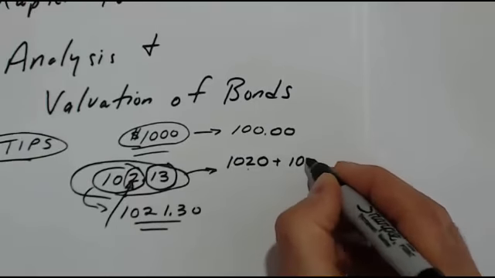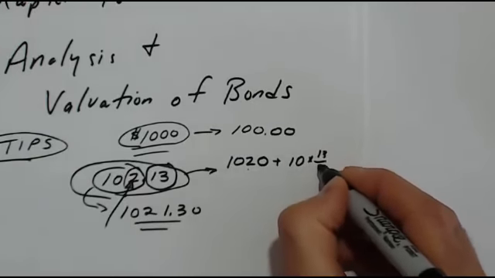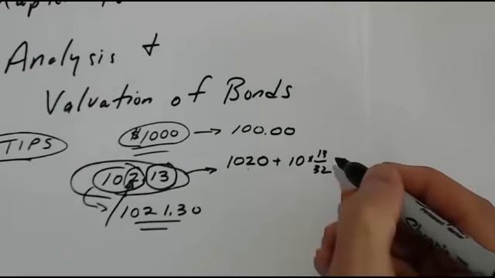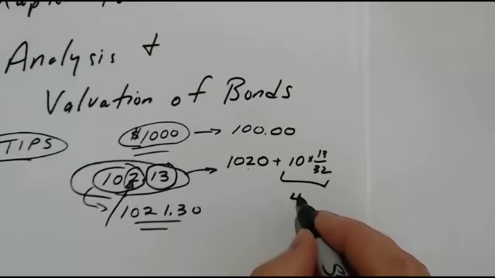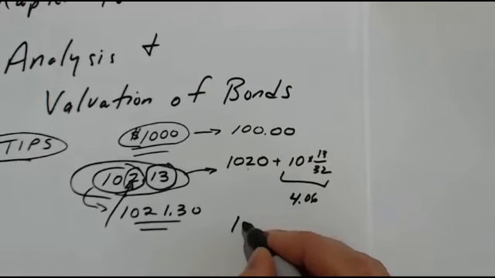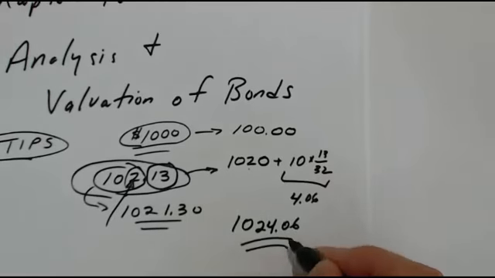$1,020 plus 10 times 13/32, and so this turns out to be $4.06. So the value of this bond is $1,024.06. Now, as I will tell you in class, I'm not going to ask you to know this or to be able to recite this on an exam, but I'm just warning you, be careful when you're looking at various quotes.